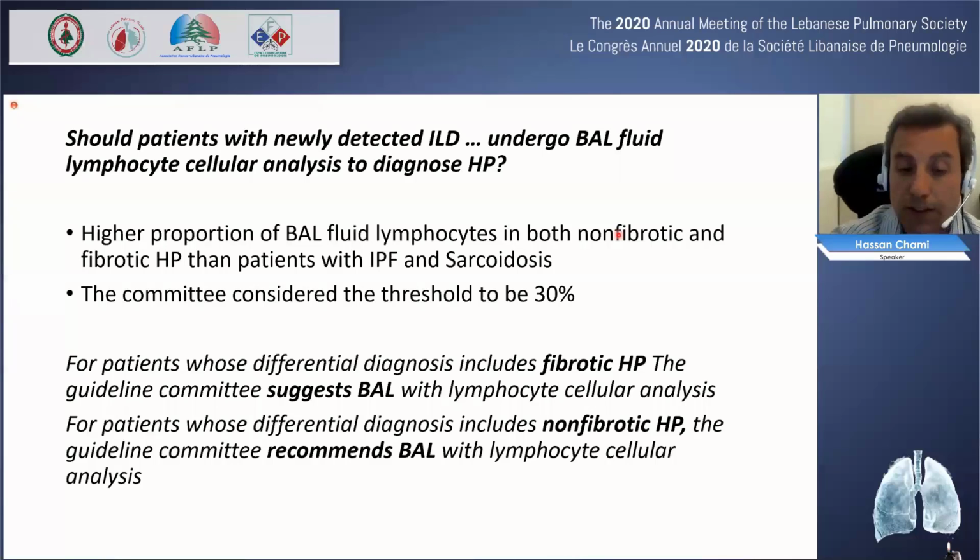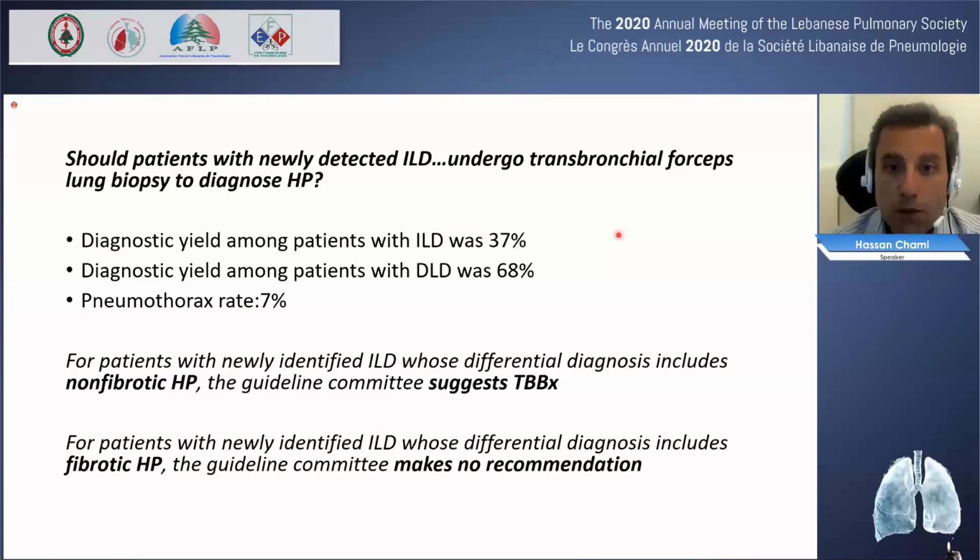Of course, the level of evidence was not high in any of those. There was not a single randomized controlled trial looking at diagnosis. Most of these were observational, but the experts recommended doing BAL in non-fibrotic HP and suggested doing it in fibrotic HP. With regards to the issue of doing transbronchial forceps lung biopsy, they found, with the review of literature, that the study looked at patients with interstitial lung disease.